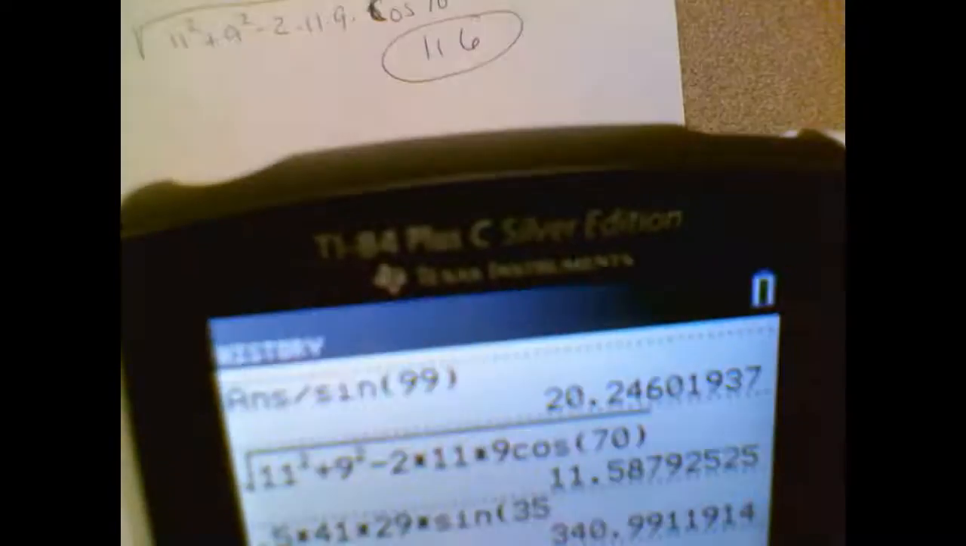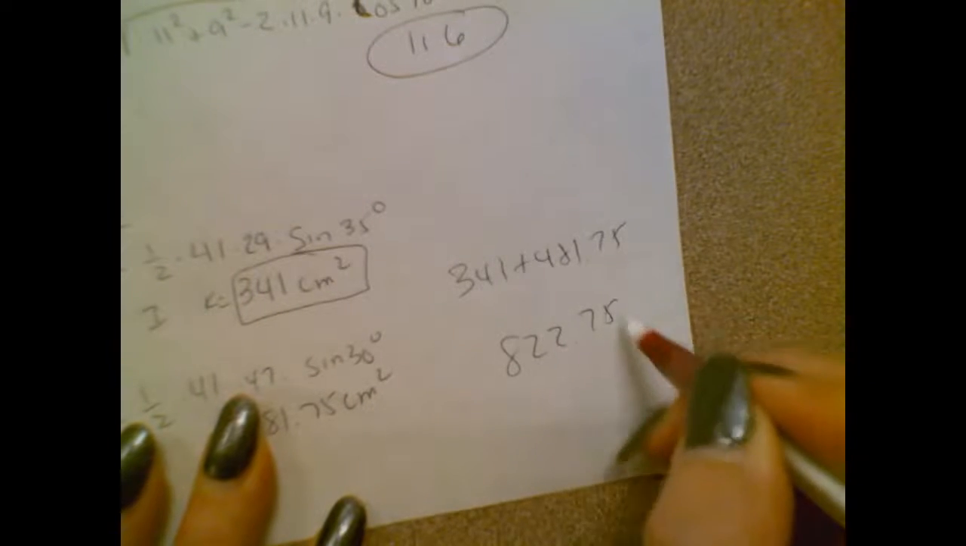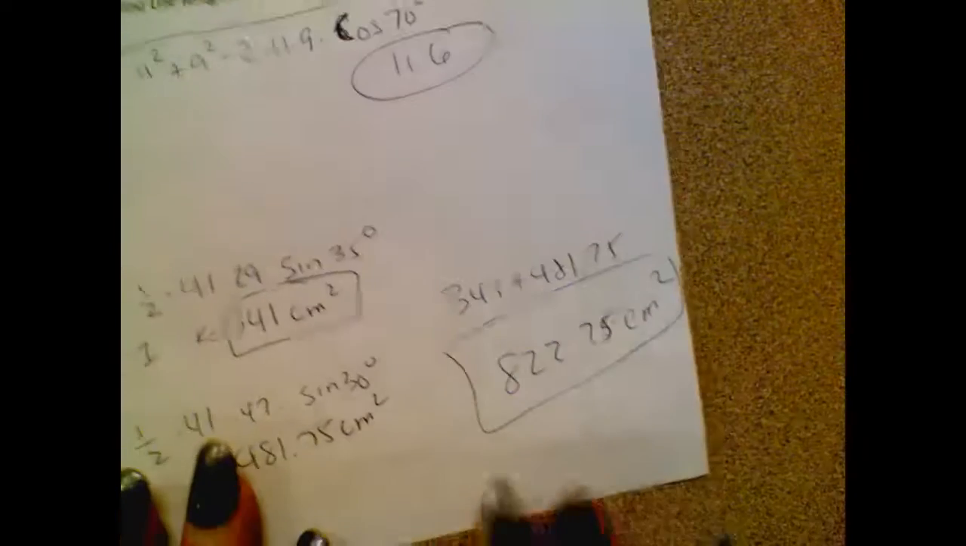And your final answer, the area of the whole thing, is these two added up. So I think I'll just use that previous answer plus the first answer I got, 341. My total area is 822.75 centimeters squared. That's the area of the whole thing. And that's it for the review.